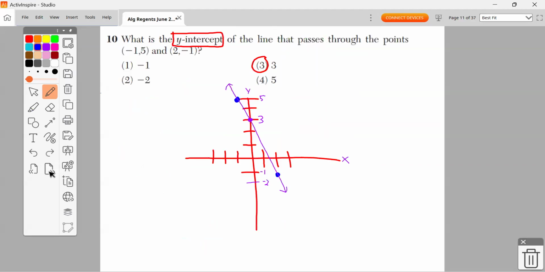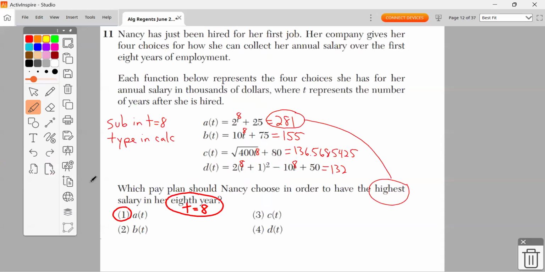In question number 10, what is the y-intercept of the line that passes through those points? What I would do is I would graph those 2 points first. -1, -5, that's this point right here. 2, -1, over to 2, down to -1, that's that point right there. Connect the dots, all right? Make your line. What is the y-intercept? The y-intercept is where the line crosses the y-axis. Where does it cross the y-axis? Right here at 3. Therefore, that is 3.